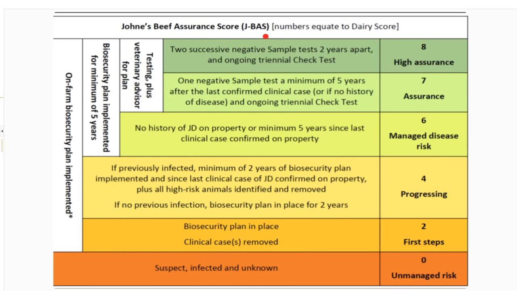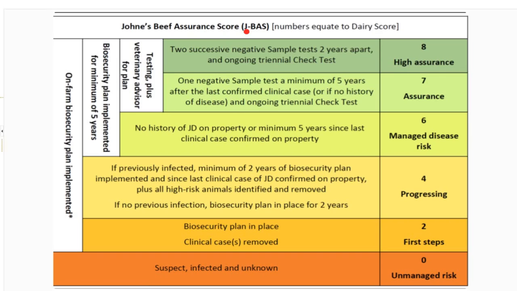It's a point scoring system, equivalent to what exists in the dairy industry with the dairy score. The higher the points, the higher the assurance you'll get. We start off at 0 for unknown, infected or suspect herds, and we progress up to 8, which is the highest assurance you can get.